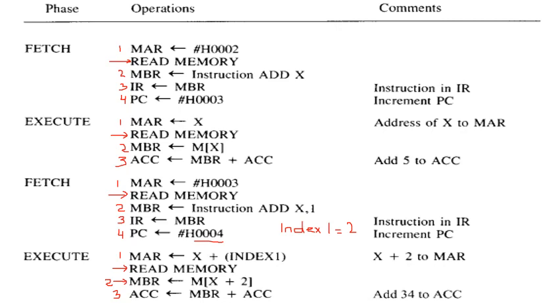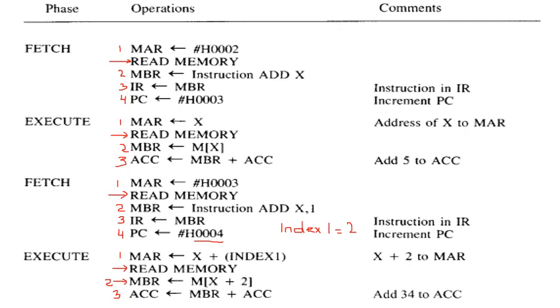In step number 3, MBR will transfer this instruction to the instruction register. And in step number 4, PC will be incremented again by 1. So the value of PC will now be 0004. So now we are discussing the instruction execution process for the instruction add x1.